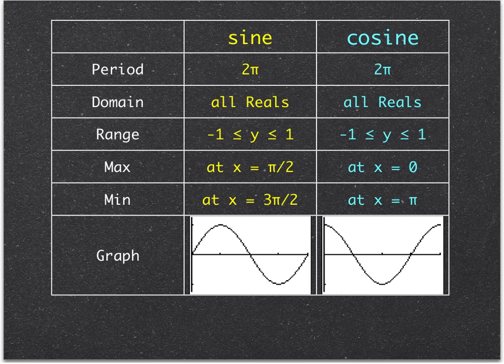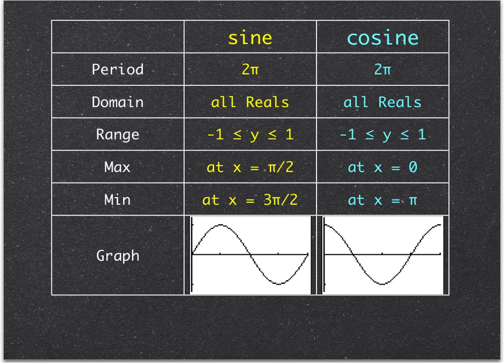Now, here is a chart that describes sine and cosine. You probably want to pause this video and make sure you copy all this stuff down. The period is how long it takes to complete one cycle. So you can see for both sine and cosine it takes 2 pi units to complete one cycle. Very similar are the graphs of sine and cosine, as you can see here. The domain and range are the same, just the maximums and minimums are a little bit different here.